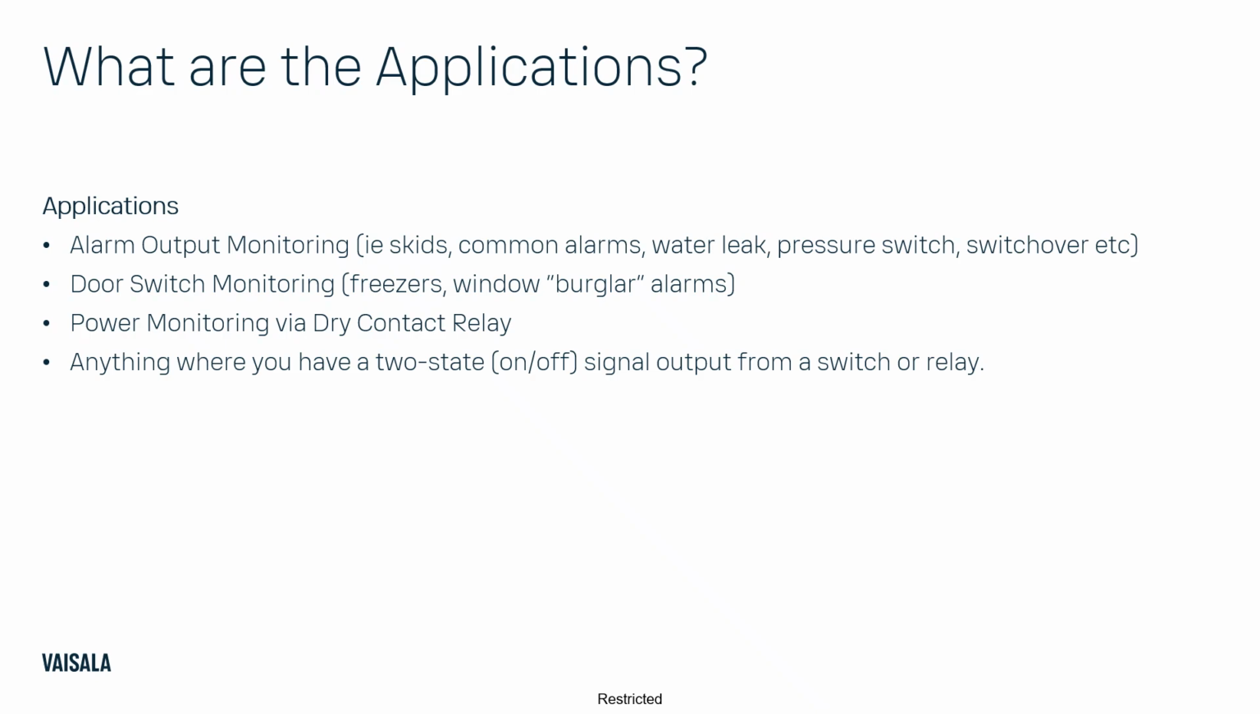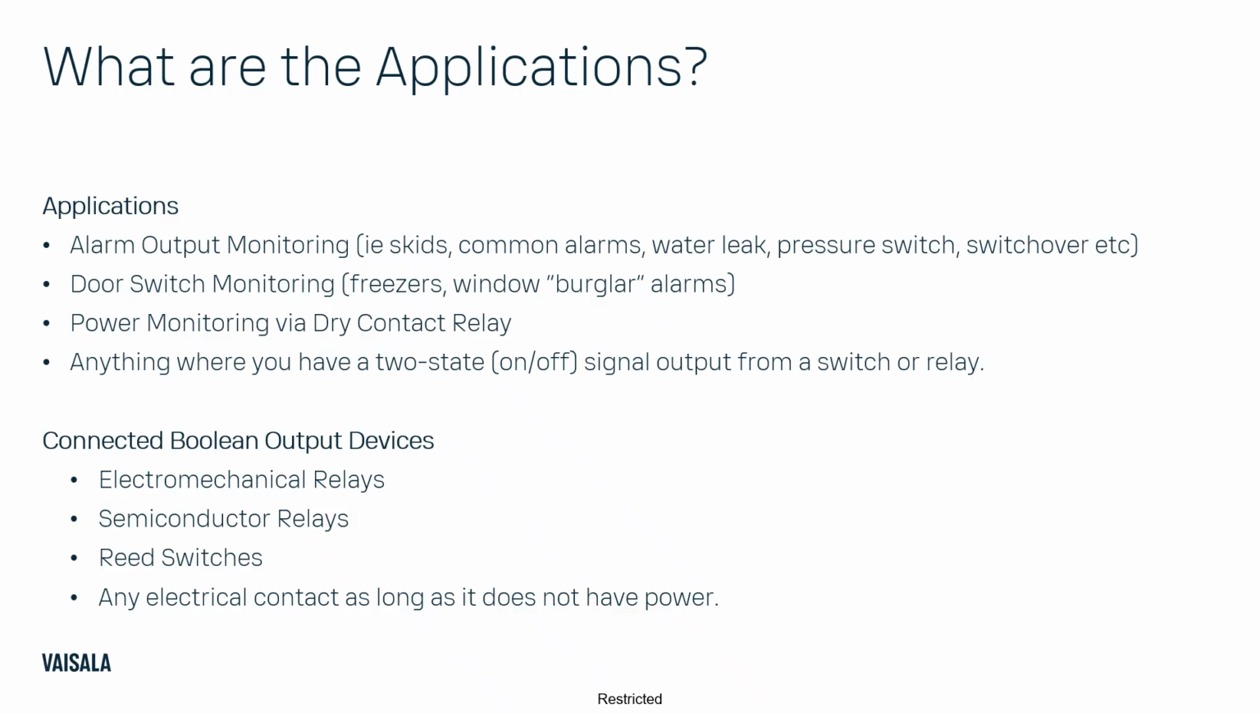Another application that's very common with Booleans is power monitoring using dry contact relays. In other words, you have a power circuit, 110 volts, 500 volts, whatever it is, and you have a relay in between that senses the power going through it on one side. On the other side of the dry contact relay, you have this on-off switch that's tied to the main power line. So when the device is powered up, it energizes the circuit and changes the status of the relay, and you can monitor that. And basically anything where you have a two-state on-off signal output from a switch or relay.